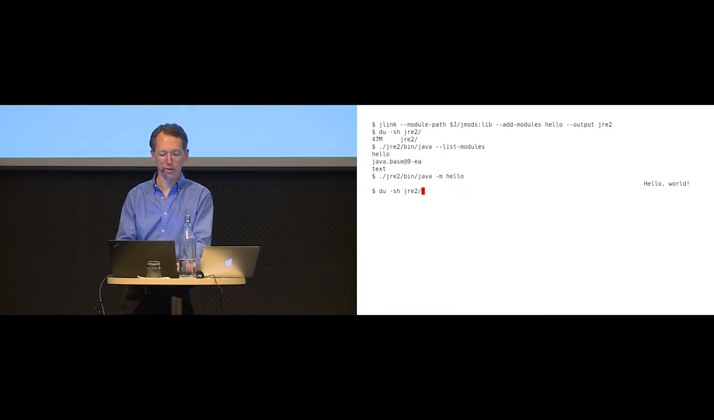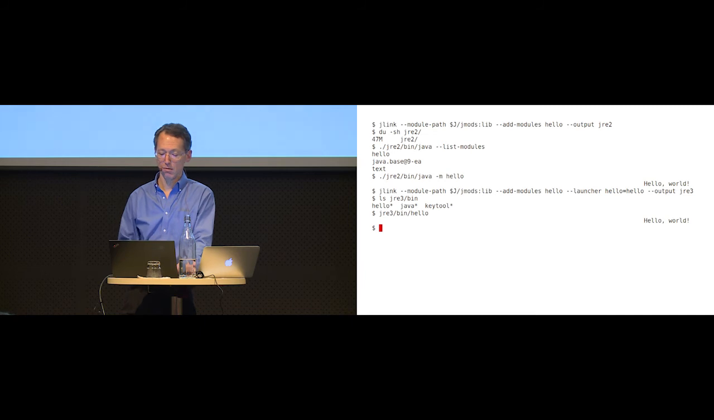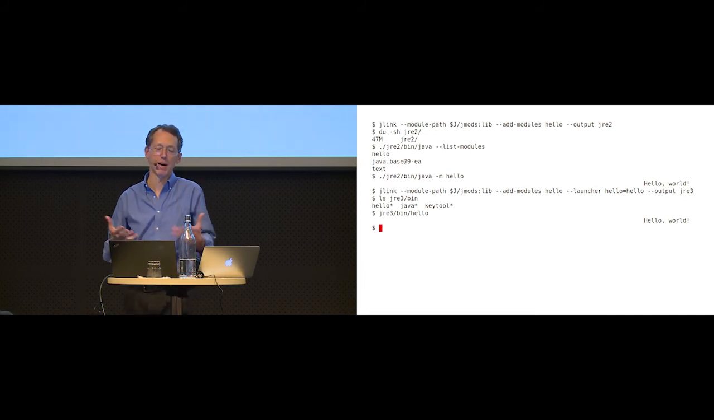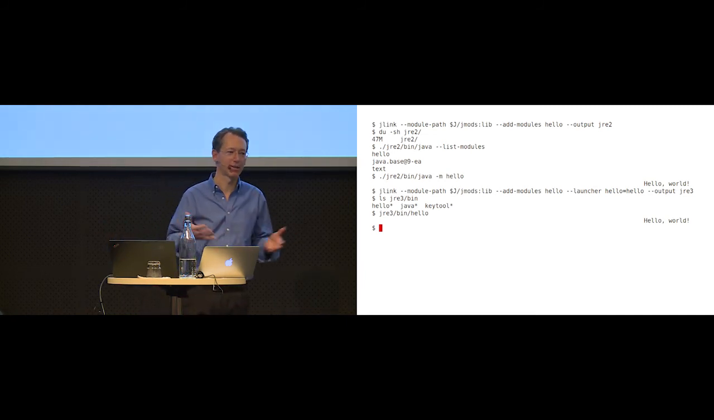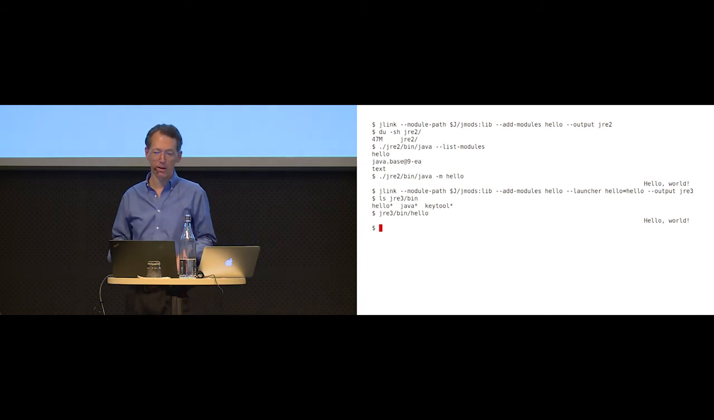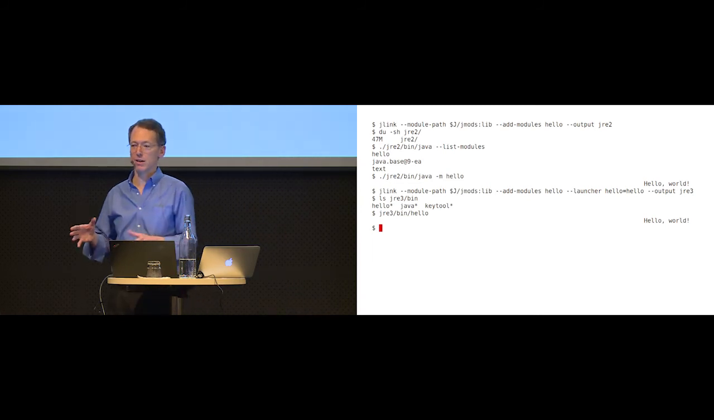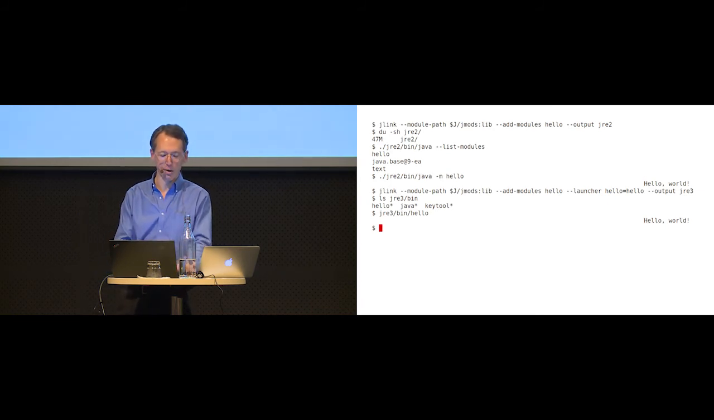I can go even further and make a launcher. And in that bin directory, there's now a hello command. Boom. So if you could imagine a bigger application composed of modules, make yourself a jlinked image. It only has what you need. Stick it in a Docker file, and off you go.